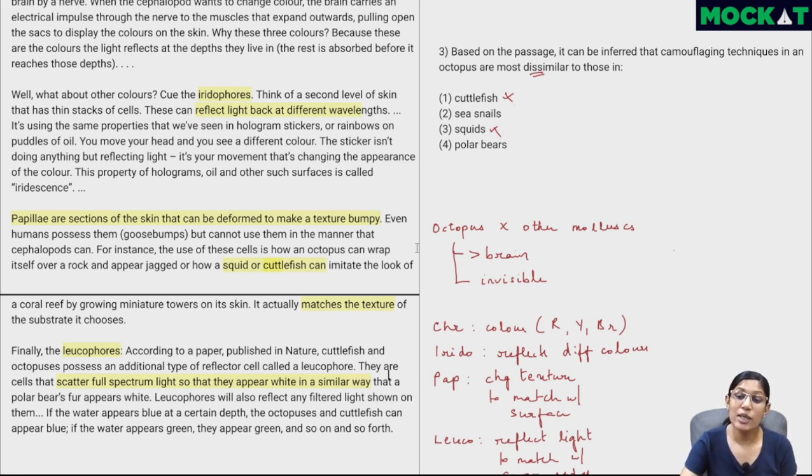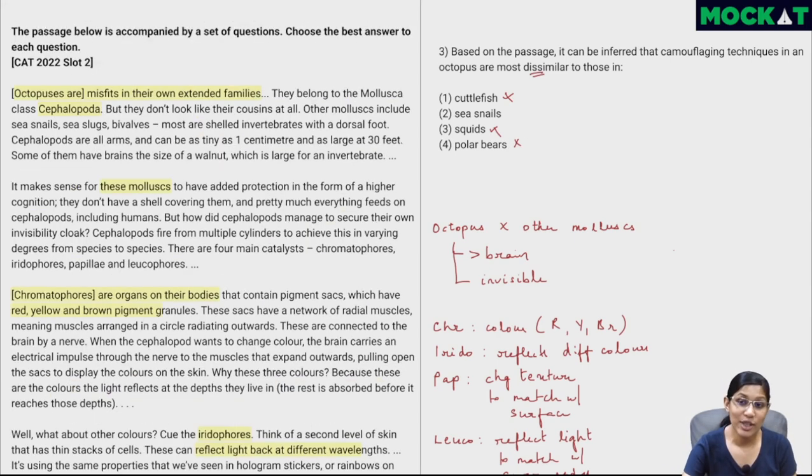We are also told that they appear white in a similar way that the polar bear's fur appears white. Now just because a polar bear is not a marine animal, that doesn't mean that a cephalopod cannot be similar to it. Since it's the same technique which is being used, we can definitely eliminate polar bears. Now the only context in which sea snails are mentioned is to help us understand that octopuses are not like them. Right? They don't look like their cousins, and these are sea snails, sea slugs and bivalves. So sea snails has to be our answer. This itself gives us a big hint, or we can directly just eliminate the other options and go for it as well.